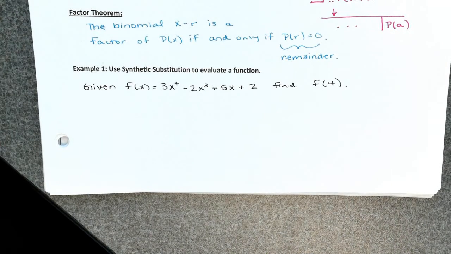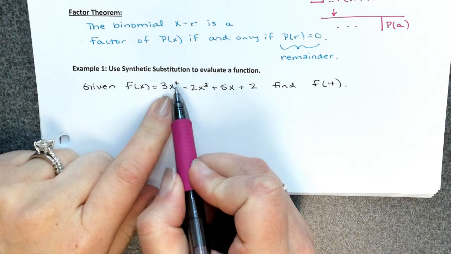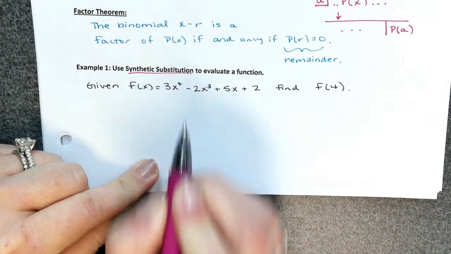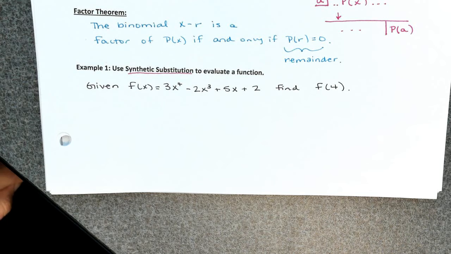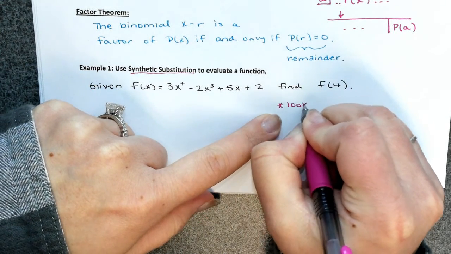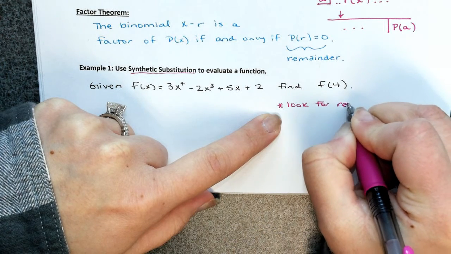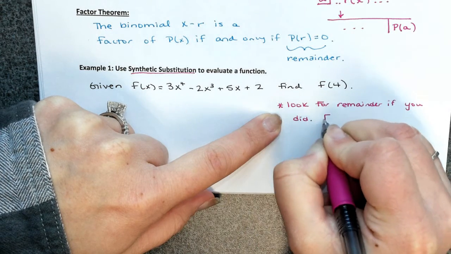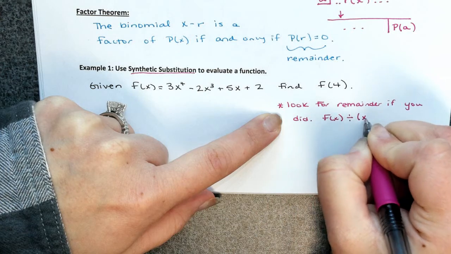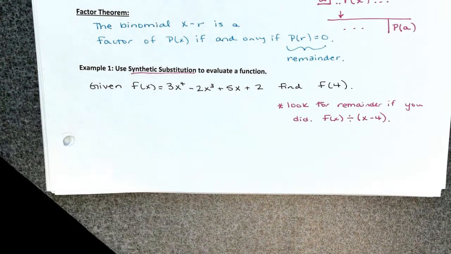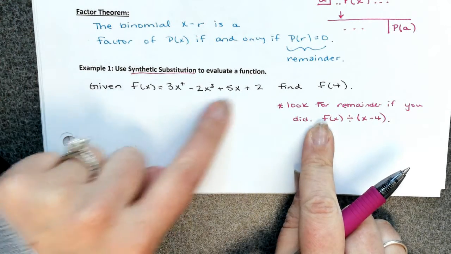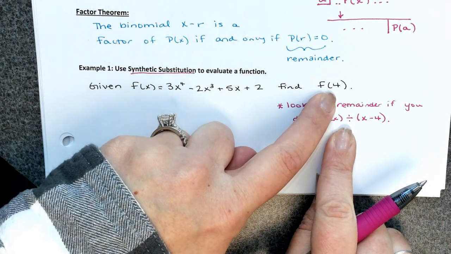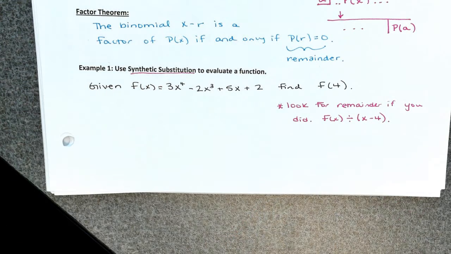So then what I'm thinking in my head is, okay, I could plug in 4, but it says to use synthetic substitution. So that means I want to look for the remainder. So I'm going to do synthetic division, but I'm looking at the remainder to be my answer. Okay? So we're looking for the remainder as if we did f of x, so this polynomial, divided by, since we want to plug in 4, we're going to divide by x minus 4.